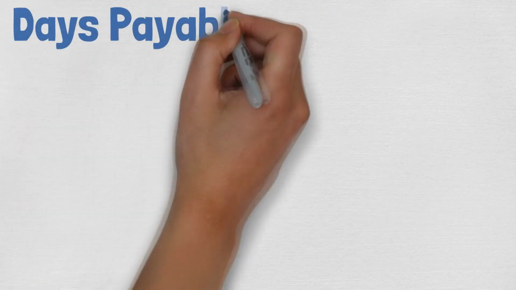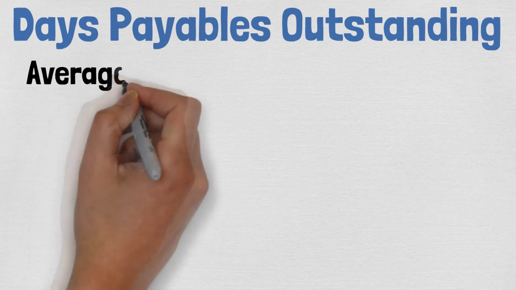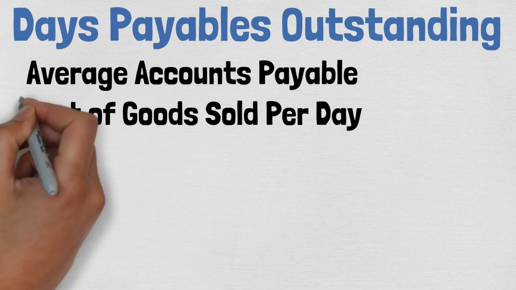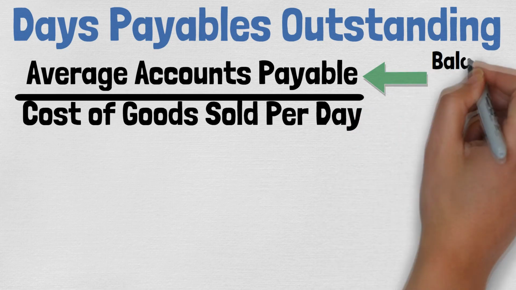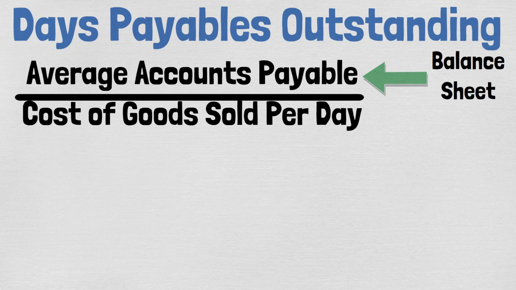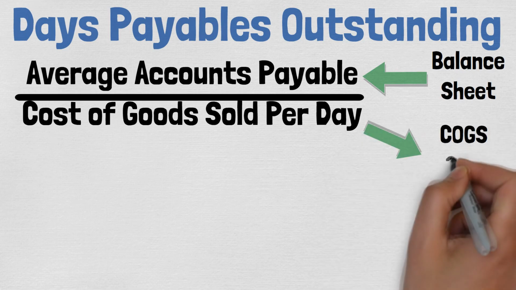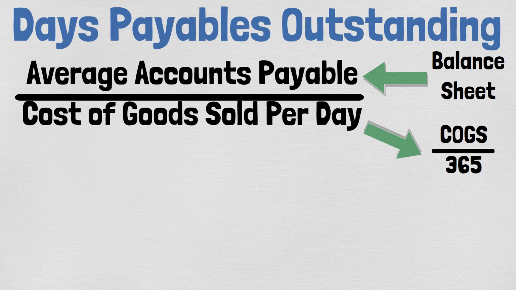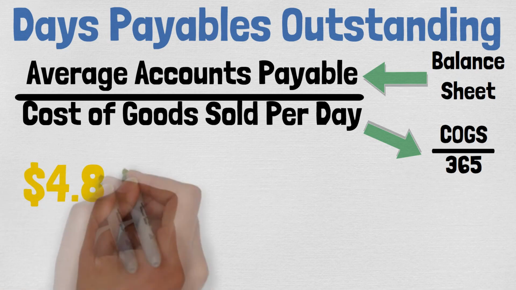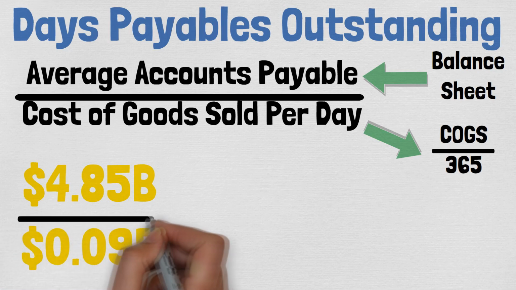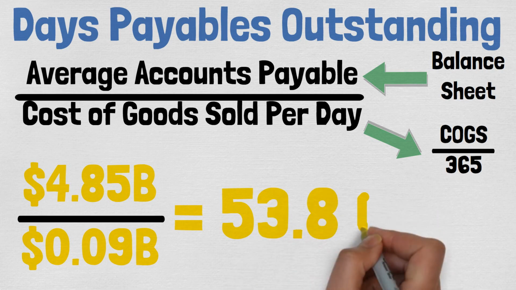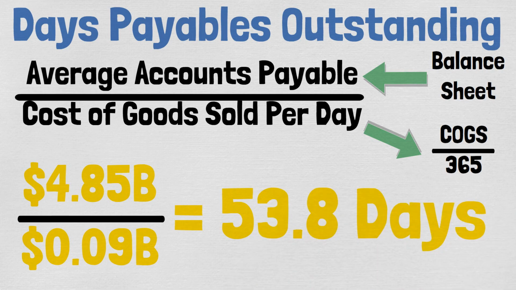Finally, we have to calculate the days payables outstanding. It is calculated by dividing the average accounts payable by the cost of goods sold per day. Again, you can calculate average by using the starting and ending values found on the balance sheet. For the cost of goods sold per day, you can use the value from the income statement and divide it by 365. Intel's average accounts payable of 2020 were $4.85 billion, and the cost of goods sold per day was $0.09 billion. This means that the days payable outstanding are 53.8 days. The days payable outstanding is the number of days that it takes the company to pay back its payables.